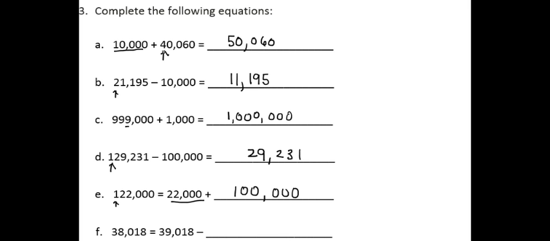And our final question says 38,018 is equal to 39,018 minus some number. Well, if I started with 39,018 and I ended up with 38,018, that means I must have subtracted 1,000 because 38,018 is 1,000 less than 39,018.